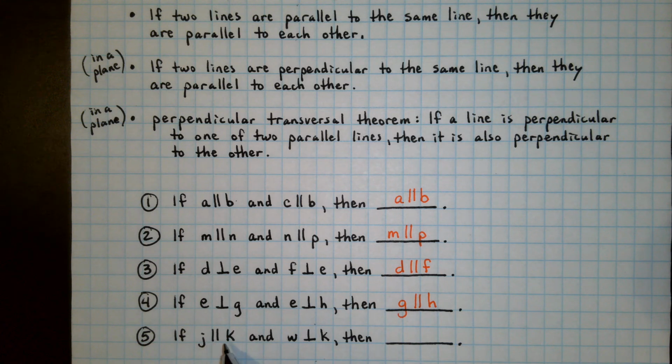J is parallel to K. And W is perpendicular to one of those. It's perpendicular to K. That would mean that it is also perpendicular to the other. W would be perpendicular to line J.